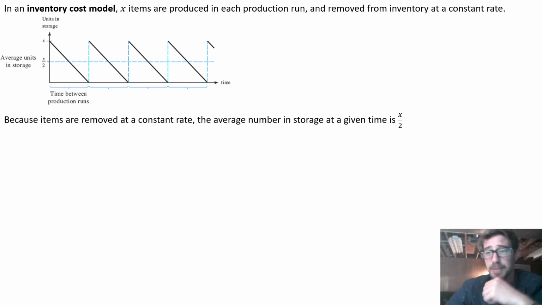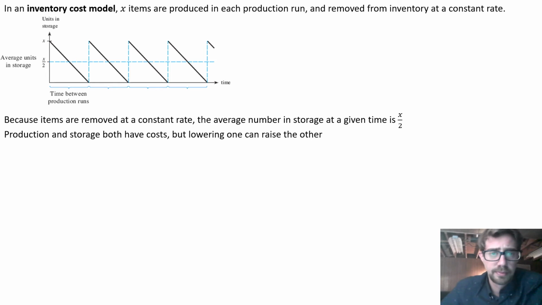And then again, it's because they're being removed at a constant rate. If they weren't and it was varying, we'd have to do something called an integral, which you'll get soon. Okay, so it costs money to produce each unit and it costs money to store each unit. But if we lower one, the other one can go up and vice versa. So they're obviously tied in with each other. So it's the same kind of thing.